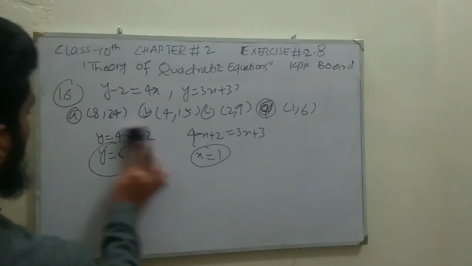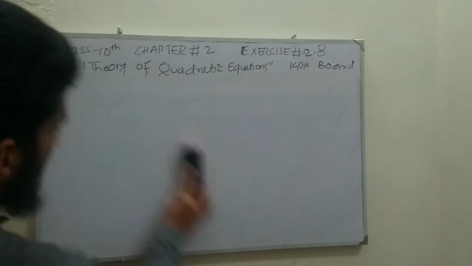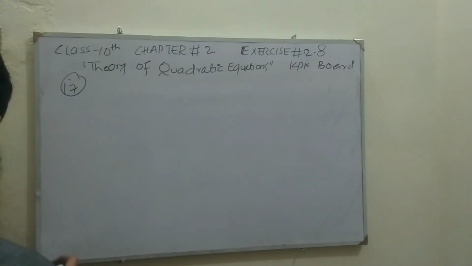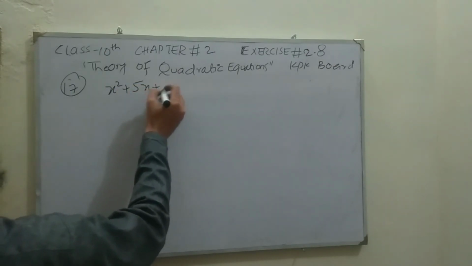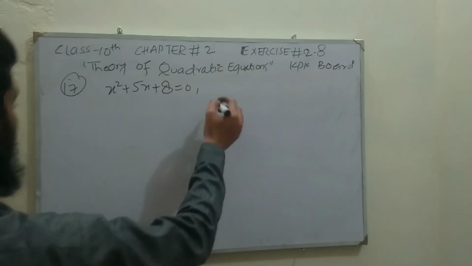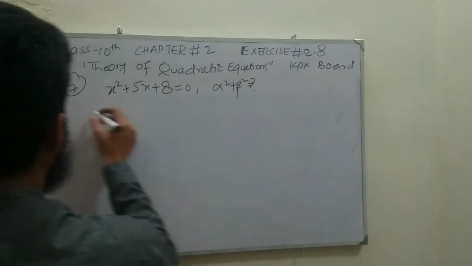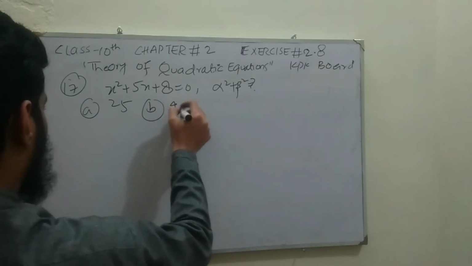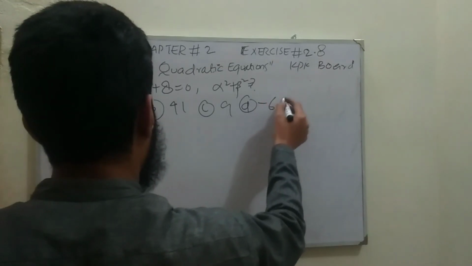Move to MCQ number 17. MCQ number 17 tells that if alpha, beta are the roots of x square plus 5x plus 8 is equal to 0, find the value of alpha square plus beta square. Option A is 25, option B is 41, C is 9, and the last option is minus 66.